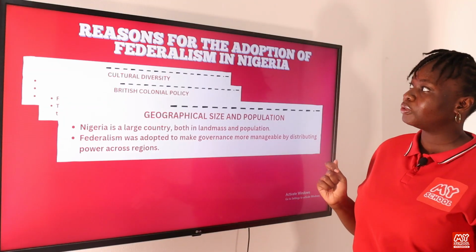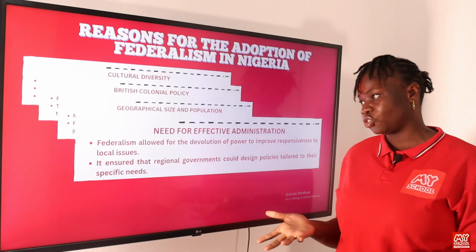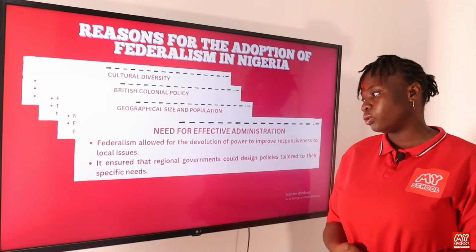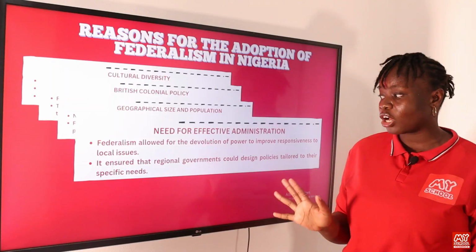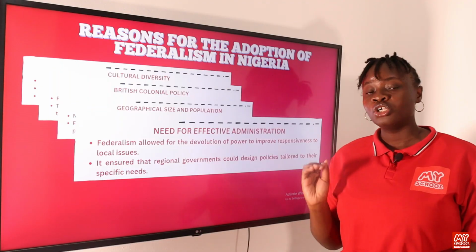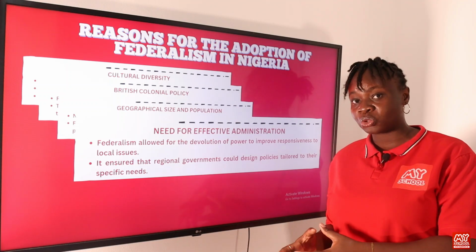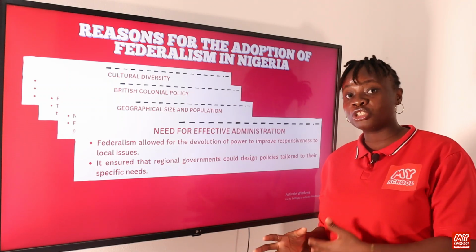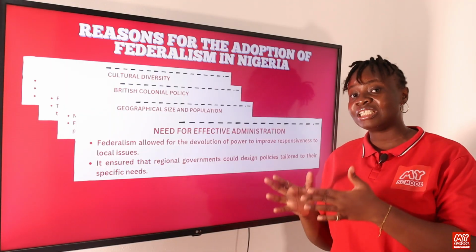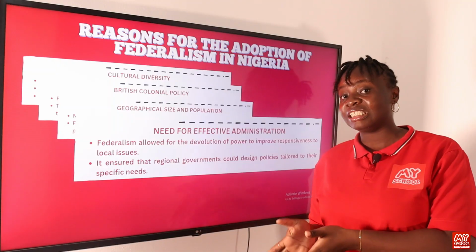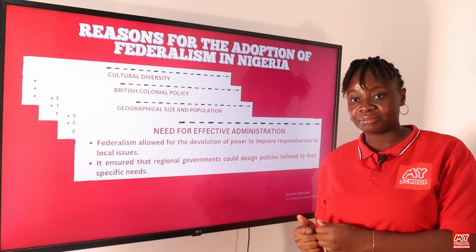Now let's move on to another reason for the adoption of federalism in Nigeria. We have the need for effective administration. Federalism allowed for the devolution of power to improve responsiveness to local issues. It ensured that regional governments could design policies tailored to their specific needs. So each of these regions have specific issues that may not ring true to other regions within the country. And as a result of that, you need a government that is sympathetic to the needs of a particular region. So this is the reason for the adoption of federalism in Nigeria.